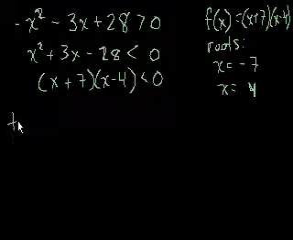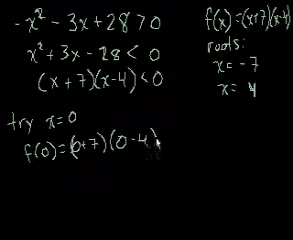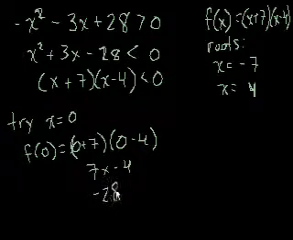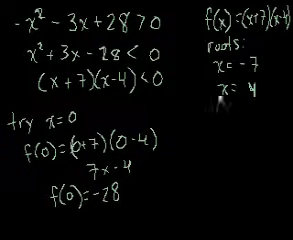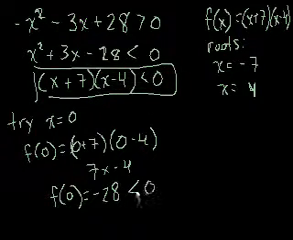Well, let's try x equals 0. f of 0 is equal to 0 plus 7 times 0 minus 4, which is 7 times minus 4, which is minus 28. So f of 0 is minus 28. Now, this is the function we're working with. Is this less than 0? Well, yeah, it is. So it turns out that an x value between the two roots works.